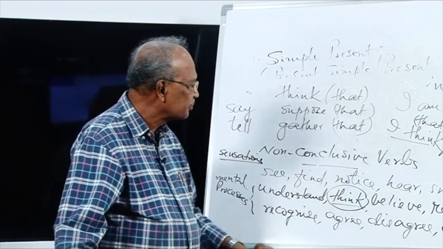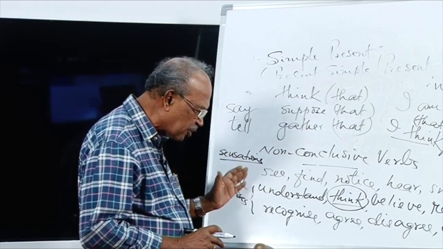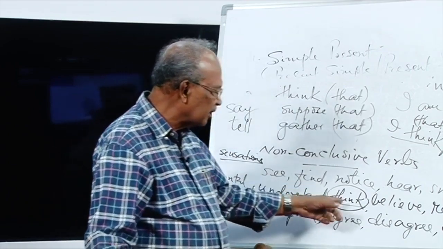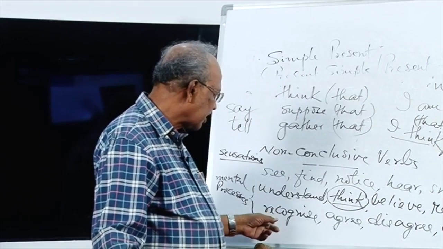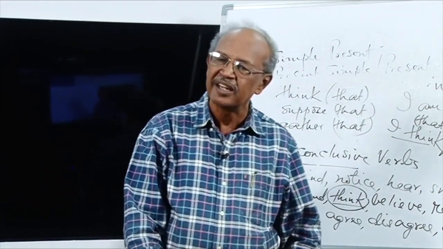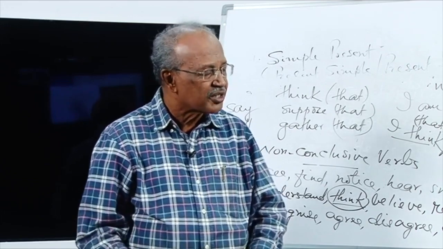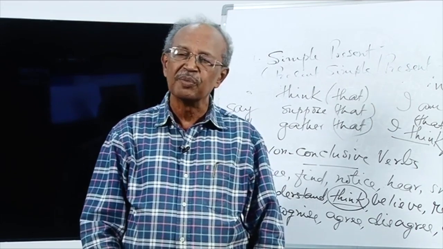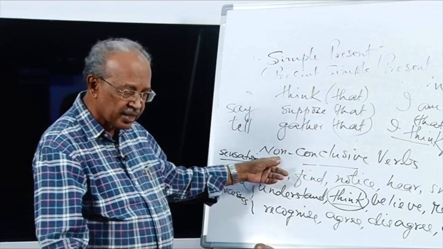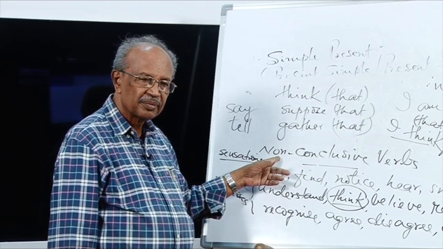So, verbs indicating mental processes, like understand, think, believe, remember, forget, recognize, agree, disagree, intend, etc., are not used in the continuous tense. They are not used in the continuous tense because the actions represented by these verbs cannot be stopped or started at will. They are non-conclusive. They cannot be concluded. They cannot be brought to an end. You get the point?